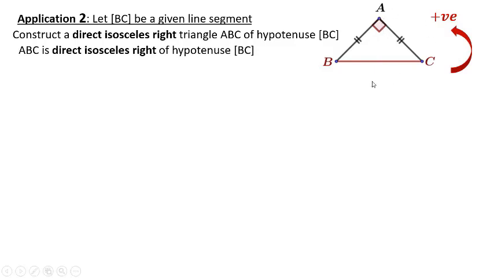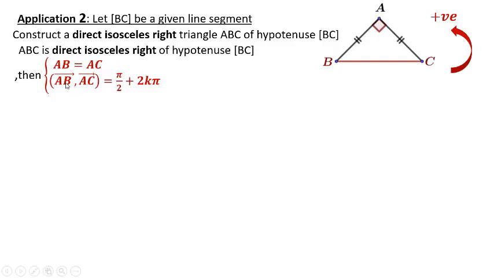Pay attention to me. How do we name the triangle ACB? Look at the figure. To name the triangle ACB, we move in a negative orientation or negative direction. This is why triangle ACB is an indirect right isosceles triangle. Now let's start. ABC is a direct isosceles right triangle of hypotenuse BC. This given gives us two conditions. Condition number 1, AB equals AC, because ABC is isosceles.